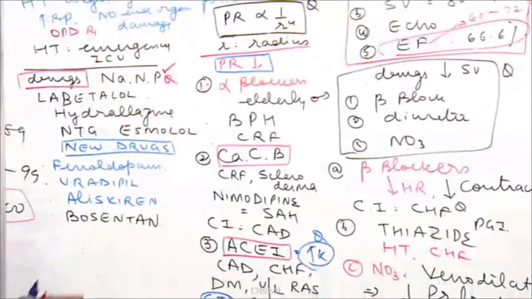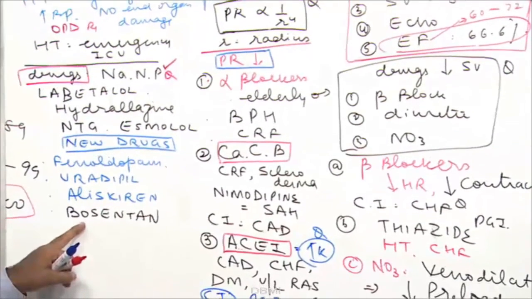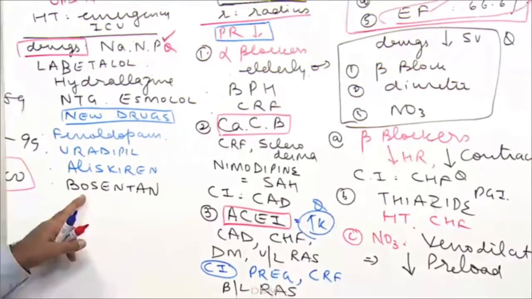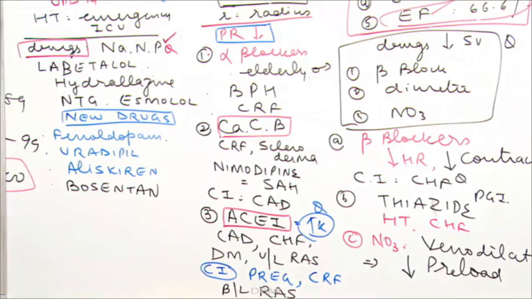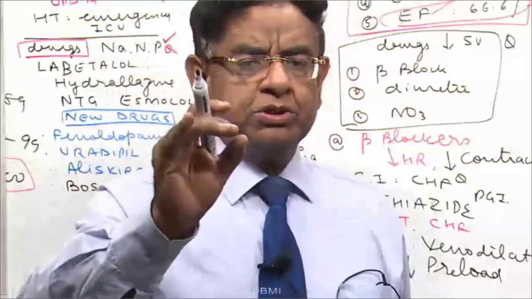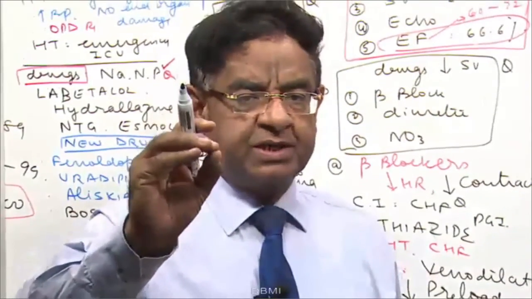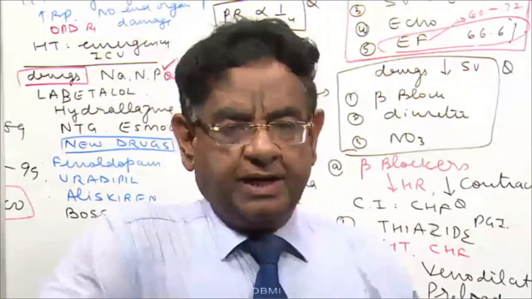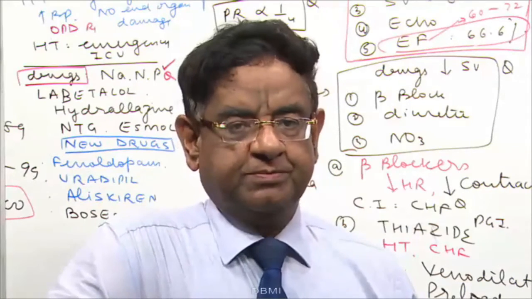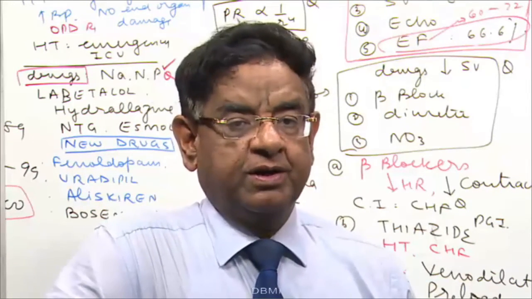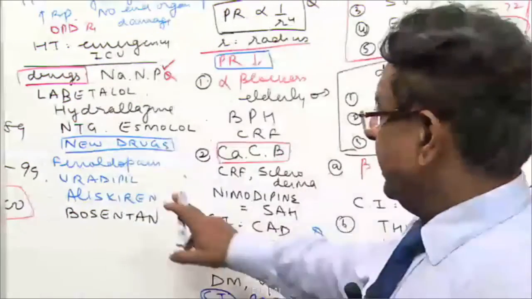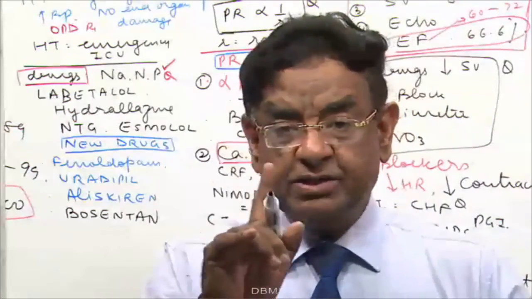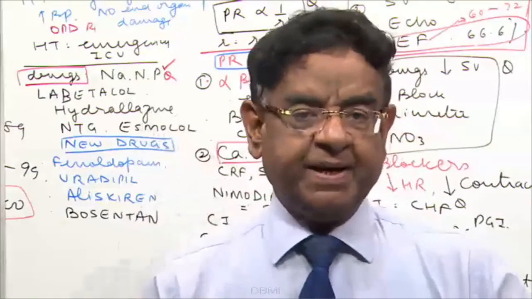It is an endothelin receptor blocking drug. Number two, endothelin is the most powerful vasoconstrictor in the body. So that's why it is a vasodilator. But it has not been approved as an antihypertensive.